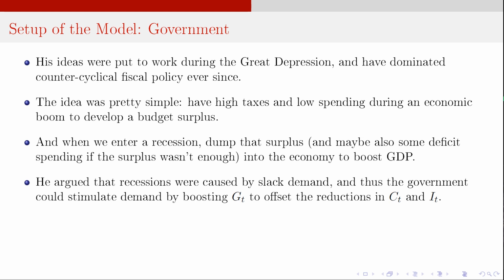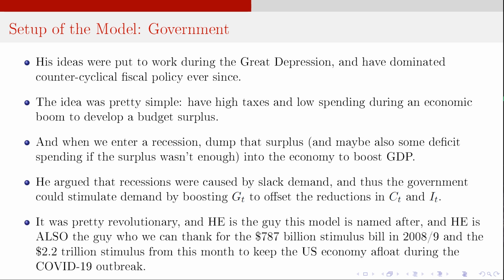So he argued if recessions are caused by slack demand, what you're seeing is an inward shift of aggregate demand. And if aggregate demand is shifting inward, well, it's slack. The government could stimulate demand by boosting government spending to offset the reductions in consumption and investment. And it was a pretty revolutionary idea. And he's the guy this model's named after. And he's also the guy that we can thank for that, say, $787 billion stimulus bill in 2008, 2009.